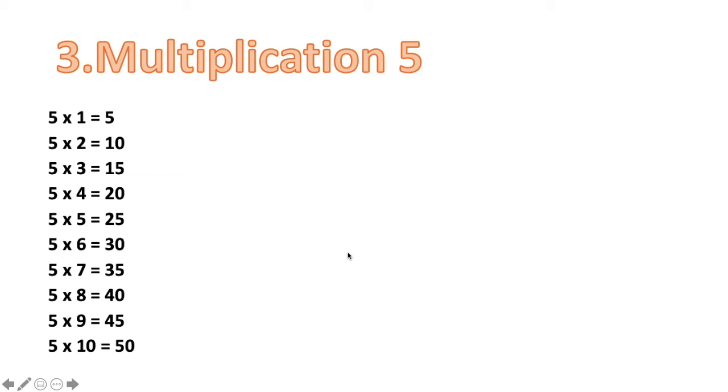Finally, the next multiplication table. Multiplication 5. Again, let's recite this. First one. 5 times 1 equals 5. 5 times 2 equals 10. 5 times 3 equals 15. 5 times 4 equals 20. 5 times 5 equals 25. 5 times 6 equals 30. 5 times 7 equals 35. 5 times 8 equals 40. 5 times 9 equals 45. 5 times 10 equals 50.